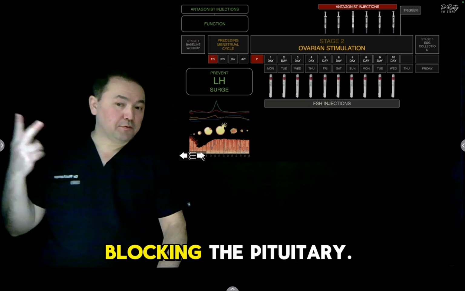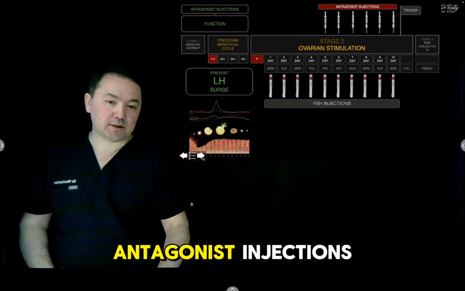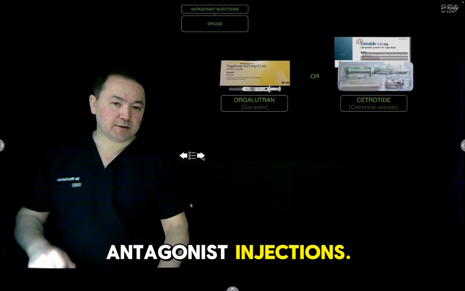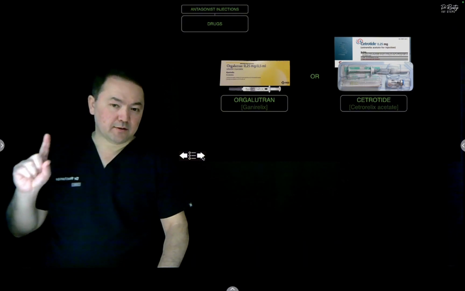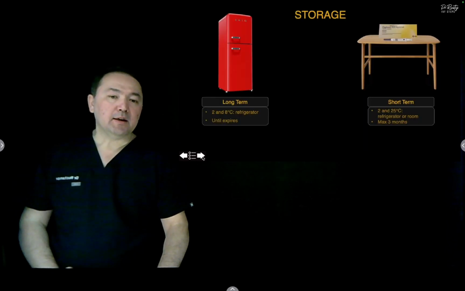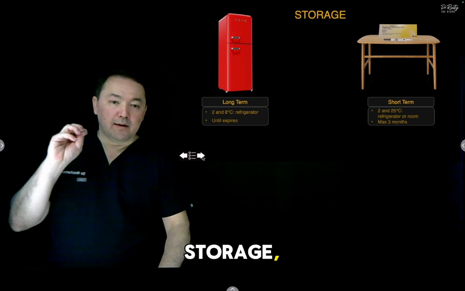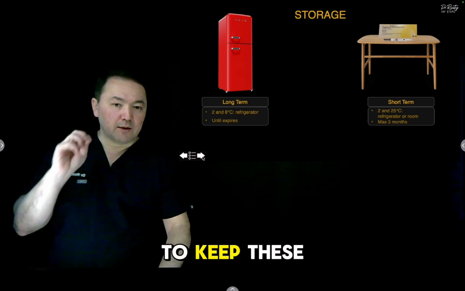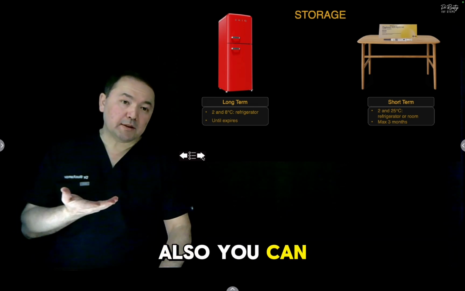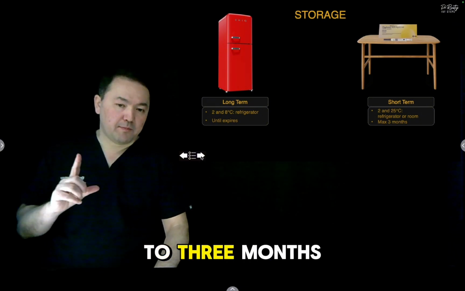As we said, there are 2 different ways of blocking the pituitary. One is agonist and the second is antagonist. We will be talking now about antagonist injections. There are 2 different types of antagonist injections: cetrorelix and ganirelix. Cetrotide is cetrorelix and ganirelix is orgalutran. They're equally effective. In terms of storage, for long-term storage you need to keep these medications in the fridge between 2 to 8 degrees. Also, you can keep them at room temperature, less than 25 degrees, for up to 3 months.